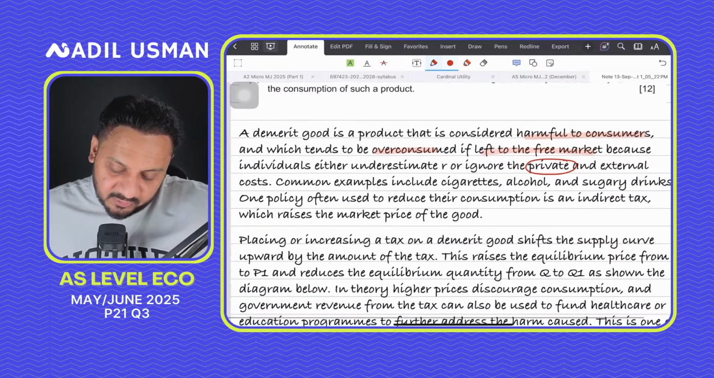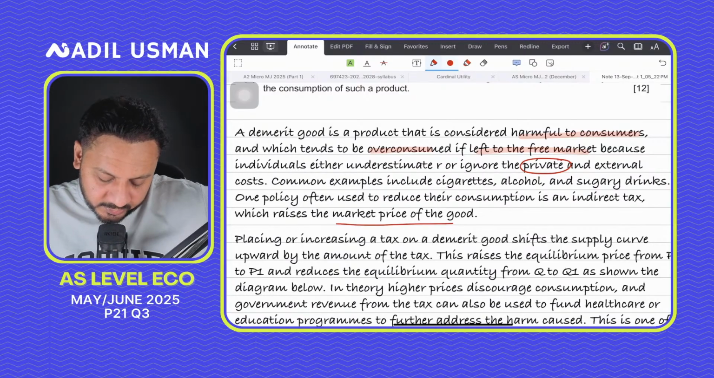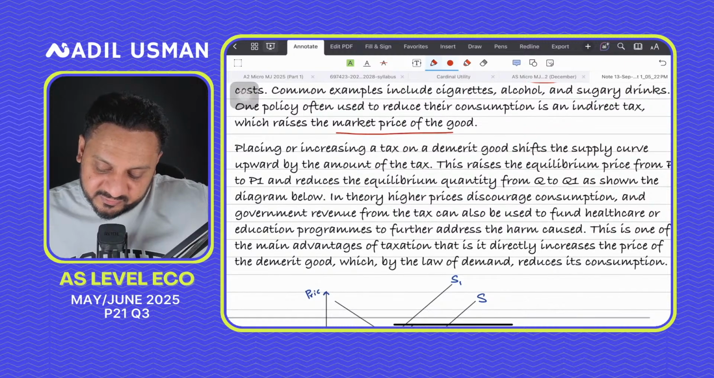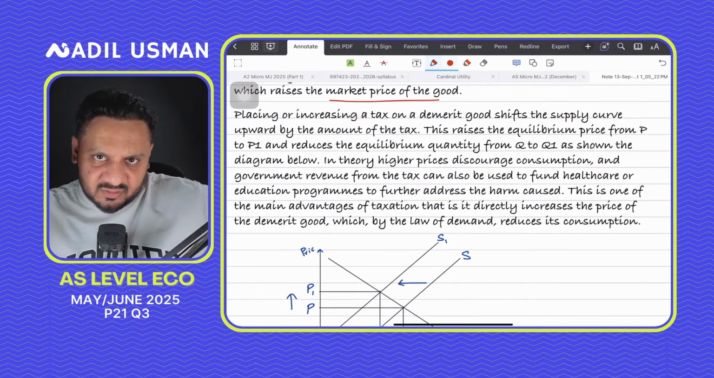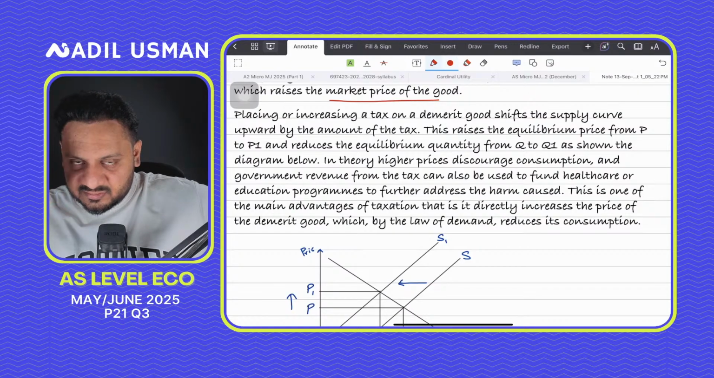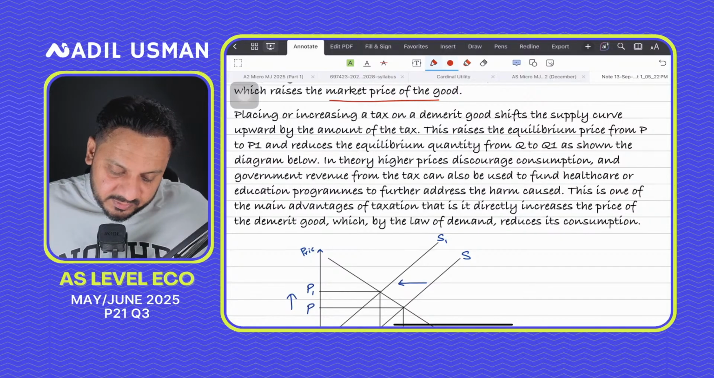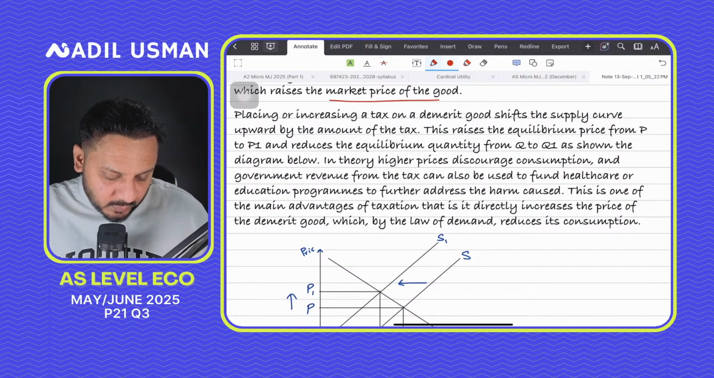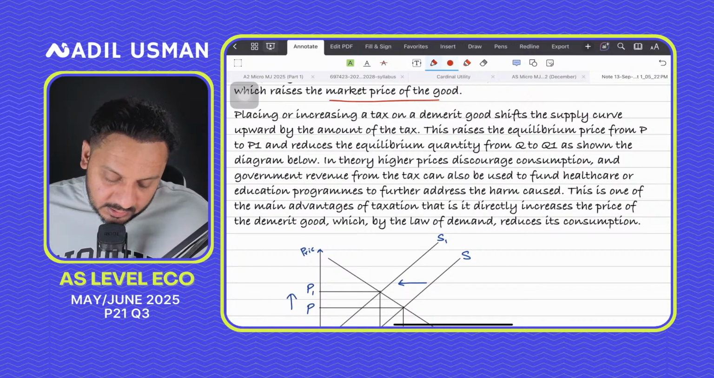So one policy often used to reduce the consumption is an indirect tax, which raises the market price of the demerit good, right? So placing or increasing a tax on demerit goods shifts the supply curve upwards by the amount of the tax, because the tax raises the marginal cost of the good. The vertical distance between the two supply curves is the amount of tax per unit imposed. And this raises the equilibrium price from P to P1 and reduces the equilibrium quantity from Q to Q1, right? As shown in the diagram below.